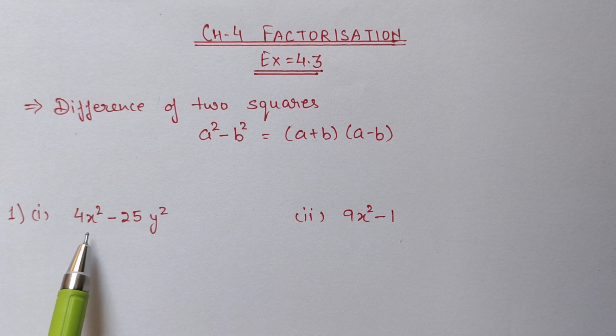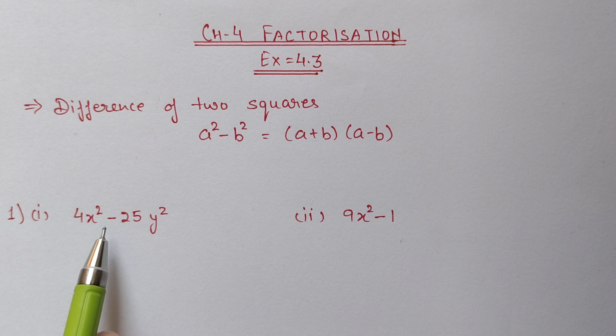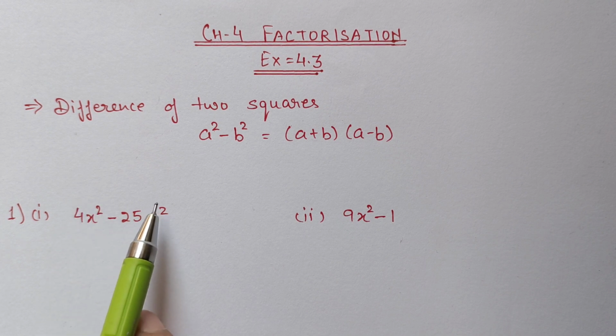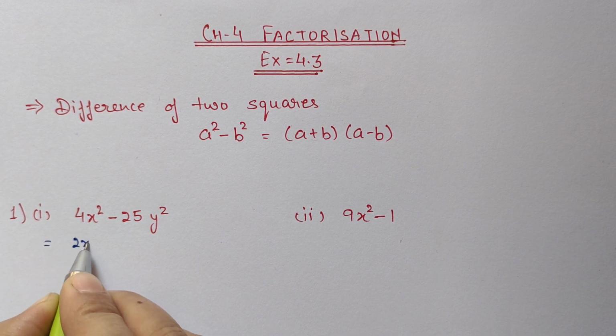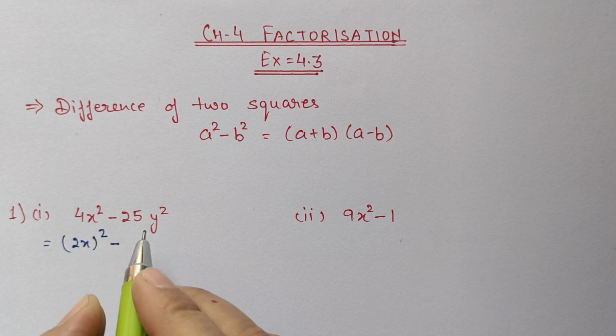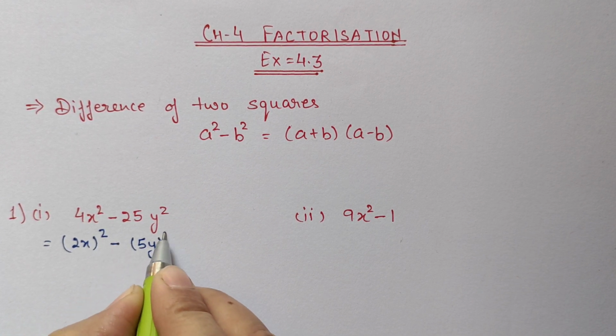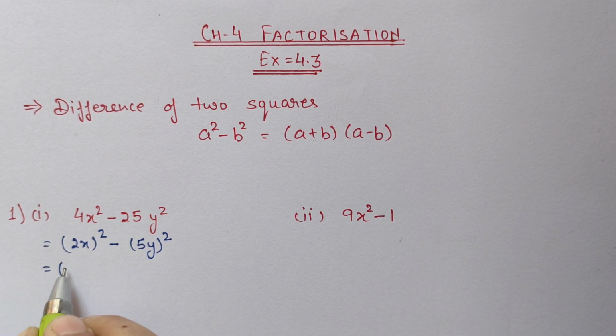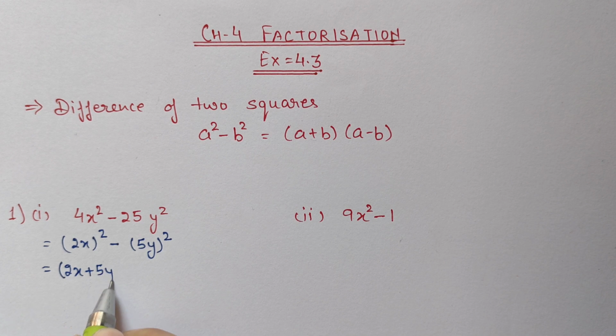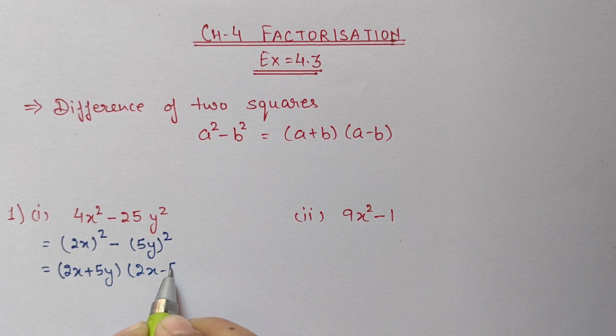First question is given: 4x square minus 25y square. First of all, we have to check whether anything is common in these two terms or not. If nothing is common, then we have to change these terms into perfect squares. So 4x square we can write as (2x) whole square and 25y square we can write as (5y) whole square. Now we can use the identity a square minus b square, so the answer will be (a plus b)(a minus b). So (2x plus 5y)(2x minus 5y) will be the factors of this one.